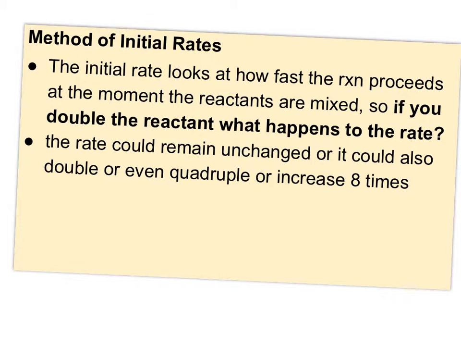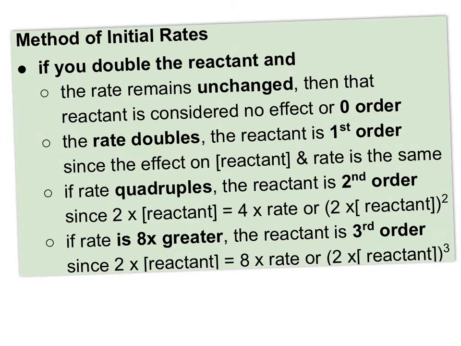The initial rate looks at how fast the reaction proceeds at the moment the reactants are mixed. So if you double the reactant, what happens to the rate? Well, the rate could remain unchanged, or it could double, or it could quadruple, or it could increase 8 times. Those are the most common possibilities.